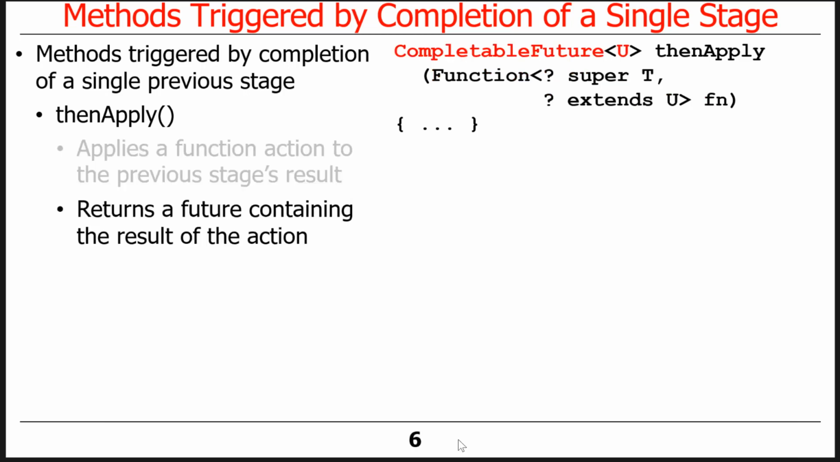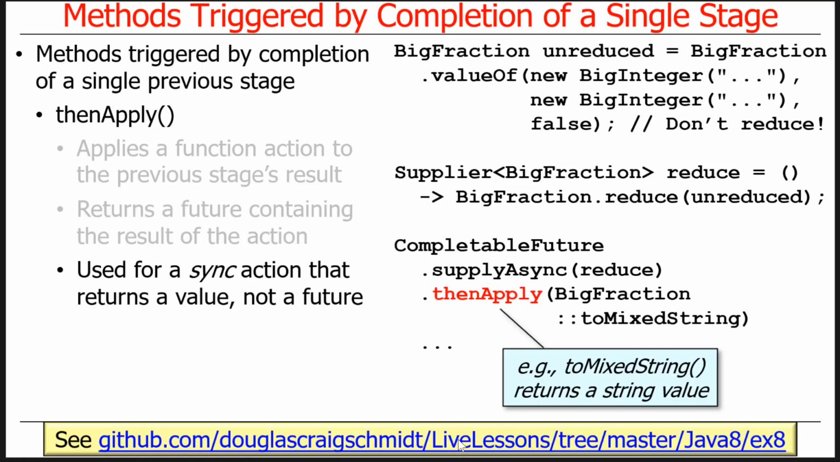thenApply returns a future that contains the results of applying the action, which, of course, as you see, may take a while to percolate if the action takes a while to run. You typically use thenApply for a so-called synchronous action, or a sync action, that returns a value and does not return a future. So what's an example?